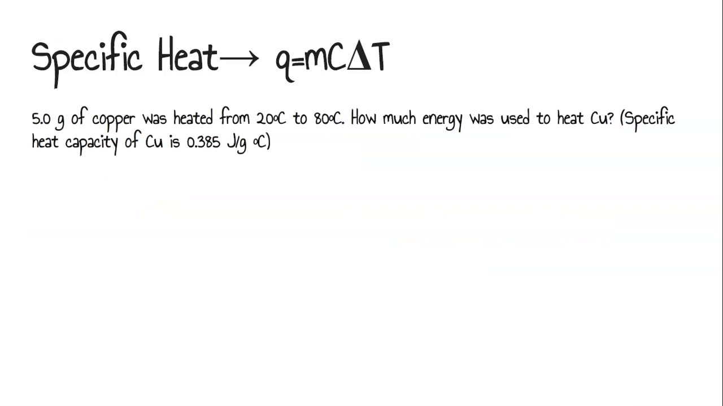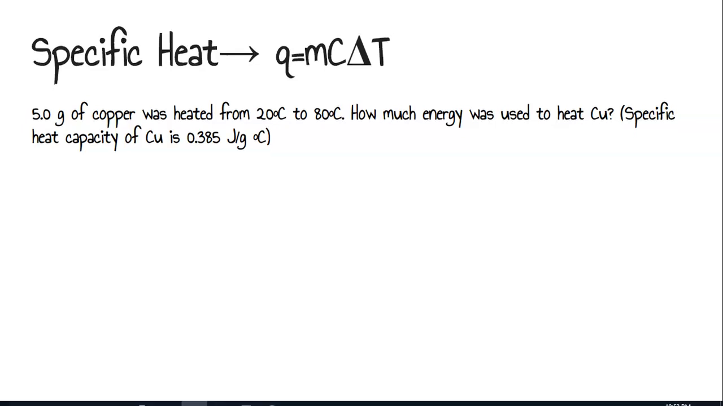So let's take a look at a question. So I have 5 grams of copper and I heat it from 20 degrees Celsius to 80 degrees Celsius. I want to know how much energy was used to heat copper. Copper specific heat capacity is 0.385 joules over gram Celsius. Now, in this problem, I gave you that. Sometimes it won't give you that. So I want to show you where you can find that answer before we come back to this.